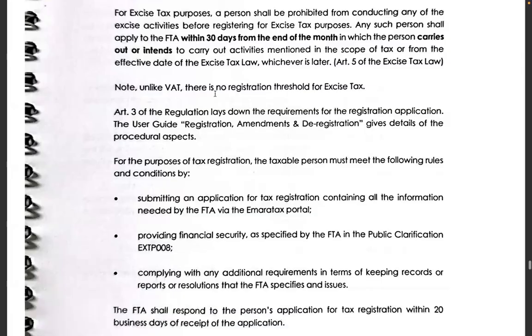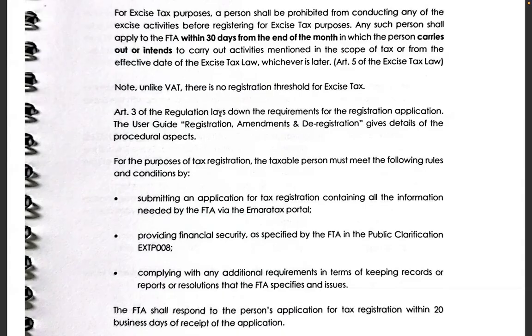Note, unlike VAT, there is no registration threshold for excise tax. So in VAT, there is a AED 375K mandatory registration threshold, but in excise, there is none.